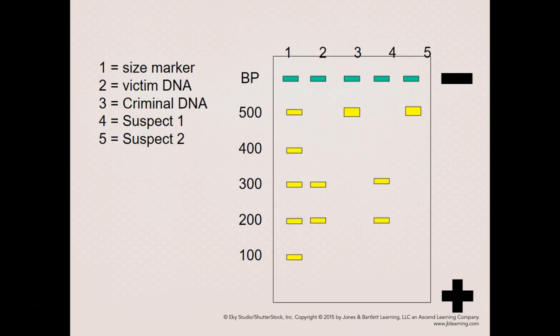So once you've run the gel, then you're going to have results such as this. Of course, this is perfect, like I said, because I made it. And so here the victim's DNA settled out at 200 and 300 base pairs. Here's the criminal's DNA, and then here are 2 suspects. And so just by looking at it, you know that number 5 is the suspect that has the same DNA sequence as the criminal, and suspect 4 doesn't.